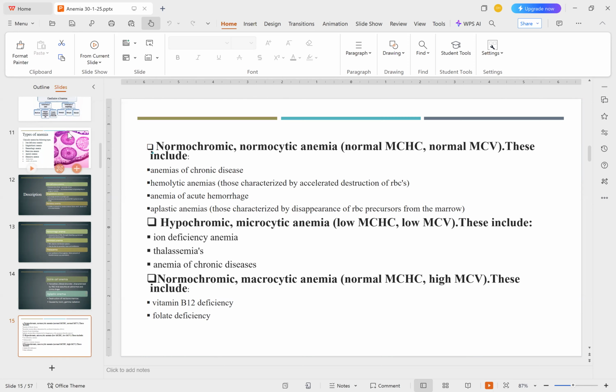Normochromic normocytic anemia: normal MCHC, normal MCV. These include anemia of chronic disease, hemolytic anemia, anemia of acute hemorrhage, and aplastic anemia. Hypochromic microcytic anemia: low MCHC, low MCV. These include iron deficiency anemia, thalassemia, and anemia of chronic disease.